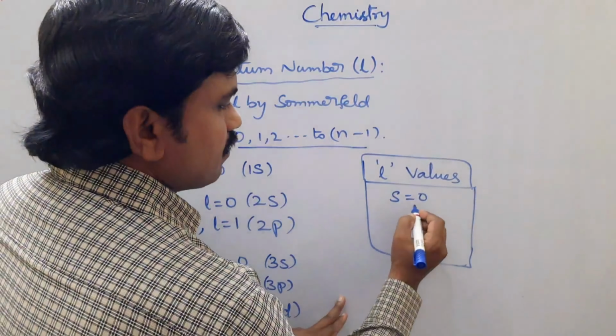The energies are in the order of s less than p less than d less than f. Compared with d, the f orbital has more energy. So d is more than p orbital, p is more than s orbital. So finally, from s orbital to f orbital, energies are in increasing order.